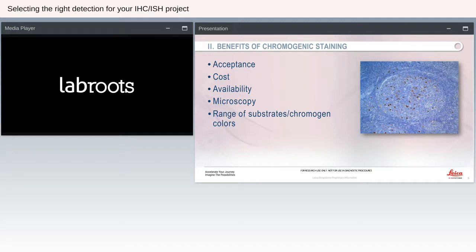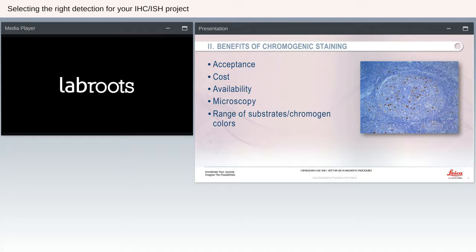Microscopy is also a highly accessible detection technology, as it can be visualized by using standard bright field light microscopes, which most labs already have available to them. The range of substrates and chromogen colors is also a benefit. The DAB substrate works with horseradish peroxidase enzyme, which is a robust enzyme and now has several color substrates. Other than the standard DAB, you can do yellows and blues and greens and purples and reds.